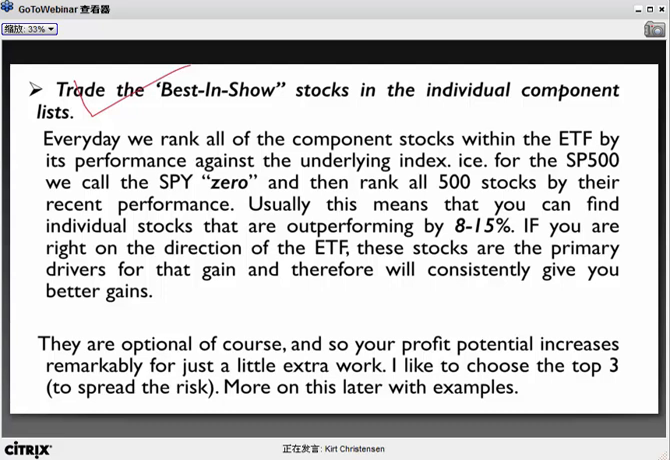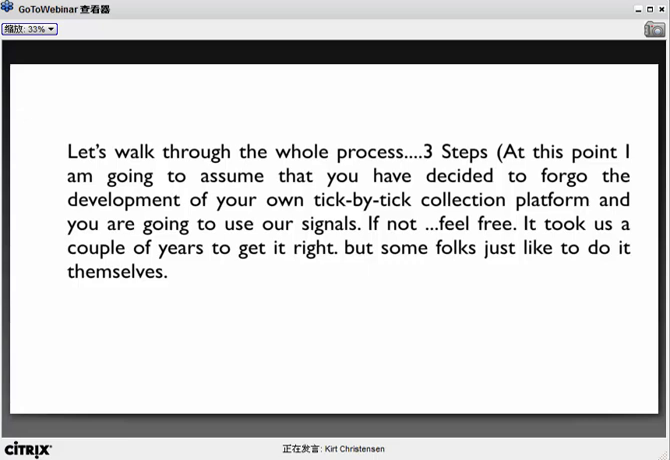For example, for the S&P 500, we call the SPY, then rank all 500 stocks by their recent performance. Usually this means you can find individual stocks that are outperforming their sector by 8 to 15%. If you're right on the direction of the ETF, these stocks are the primary drivers for that gain and therefore will consistently give you better gains. Now, this is all optional, of course. You could just trade the single ETFs or the double ETFs, but it's usually worth it for that little bit of extra work. So let's walk through the whole process.